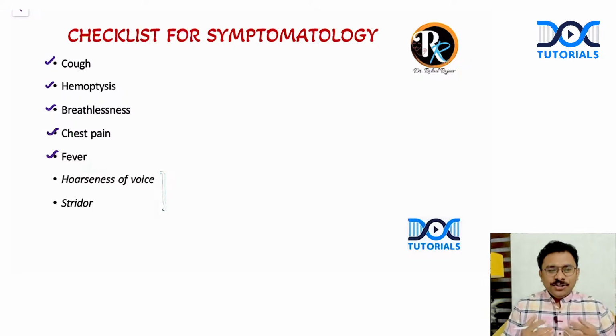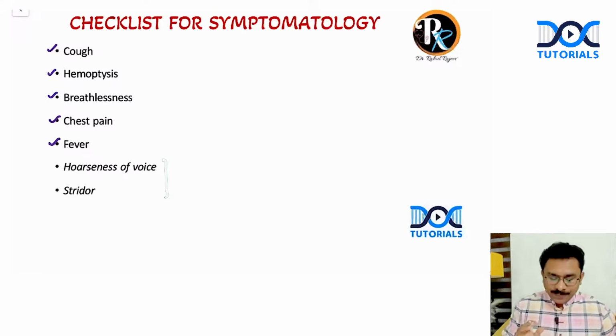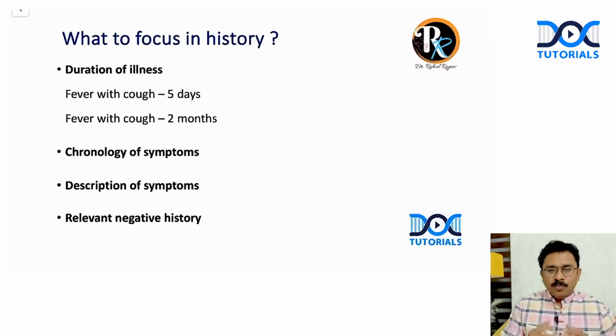These are the five important symptoms, whereas certain patients may also have certain symptoms in certain scenarios like hoarseness of voice, stridor. For example, if you have an airway obstruction, the patient might have stridor. So these are the important symptoms that you should be aware about, right? Okay. Now, let us quickly go into more details.